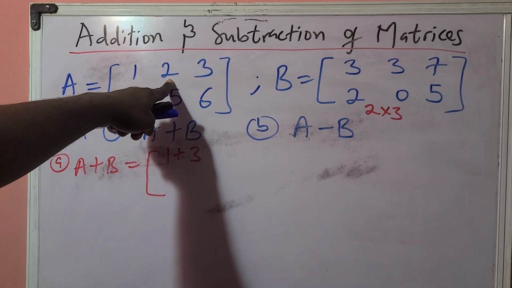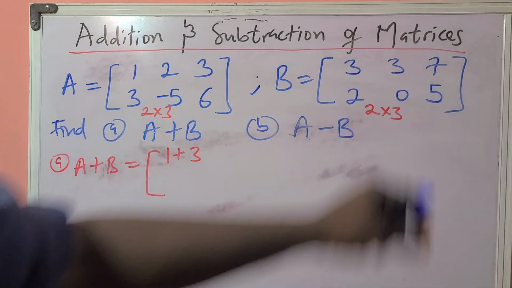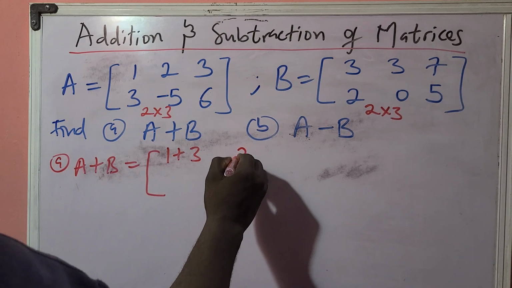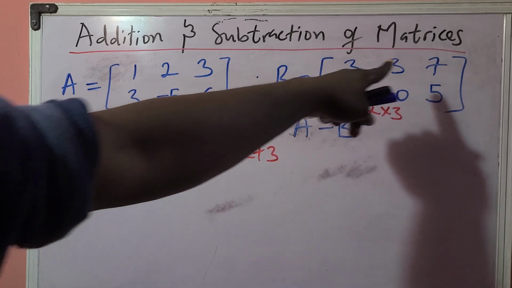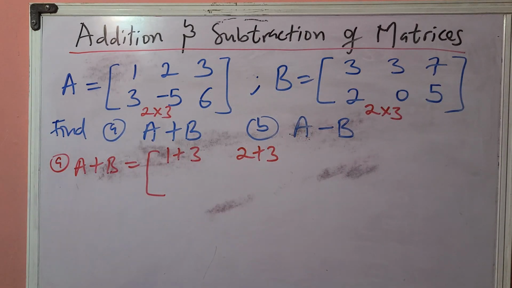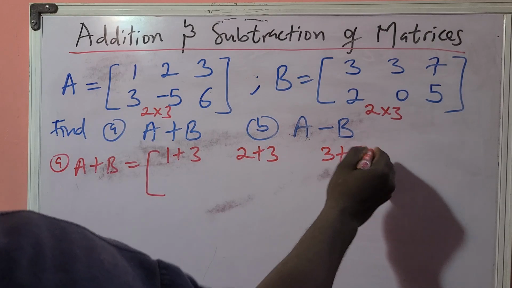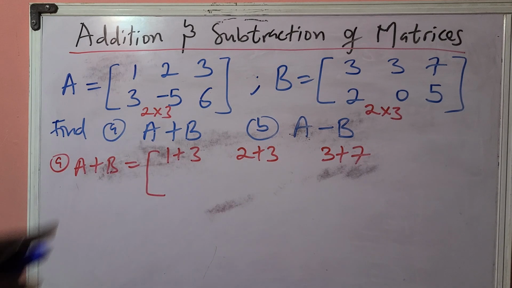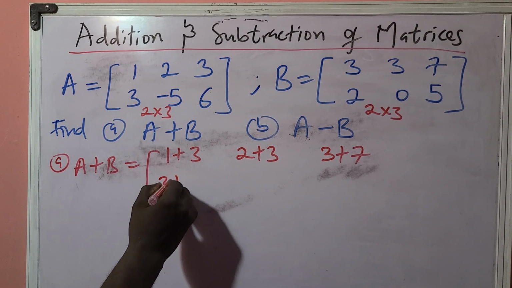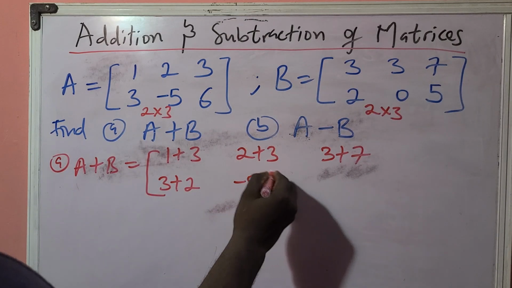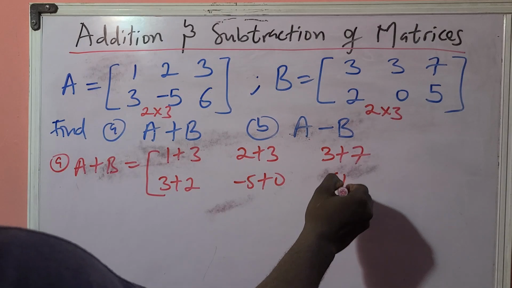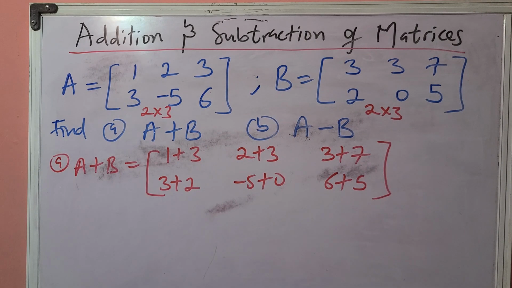Then you go on to do row 1, column 2. That will be 2 plus 3. Then the next one, row 1, column 3, that will be 3 plus 7. Then you go on to do the rest. This will be 3 plus 2, and then you have minus 5 plus 0, and then 6 plus 5. So this is the way you deal with matrix addition.